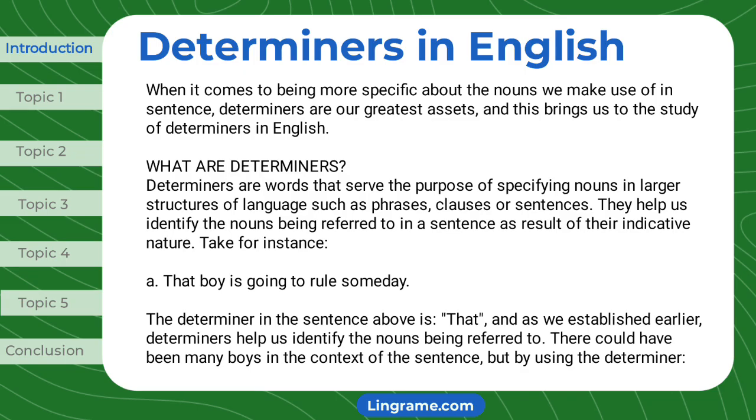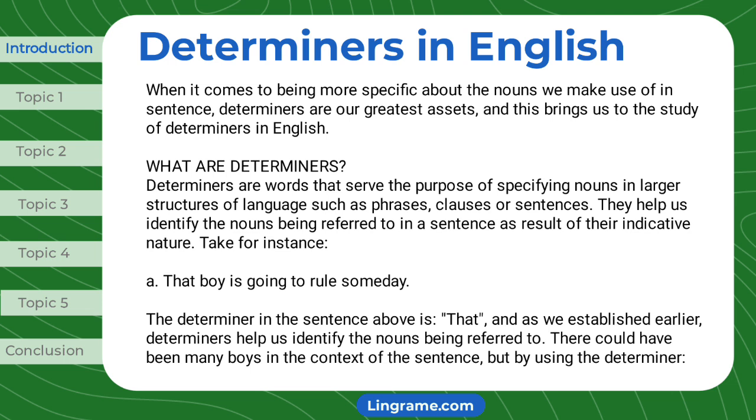When it comes to being more specific about the nouns we make use of in sentences, determiners are our greatest assets, and this brings us to the study of determiners in English. What are determiners? Determiners are words that serve the purpose of specifying nouns in larger structures of language, such as phrases, clauses, or sentences. They help us identify the nouns being referred to in a sentence as a result of their indicative nature. Take for instance, that boy is going to rule someday.